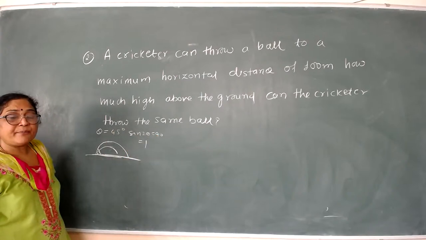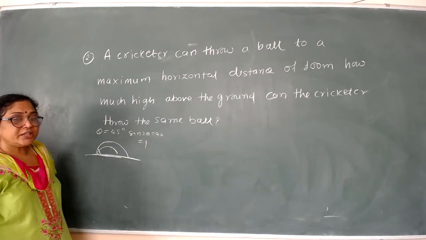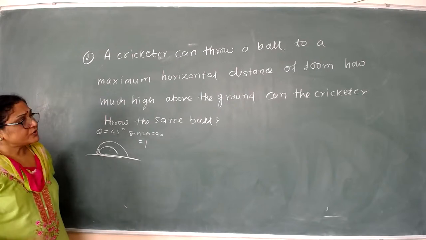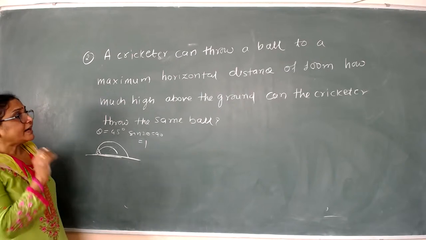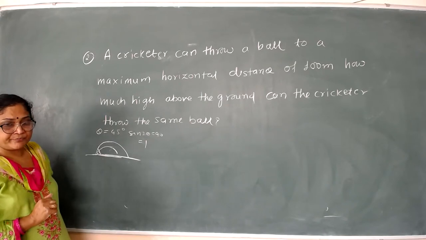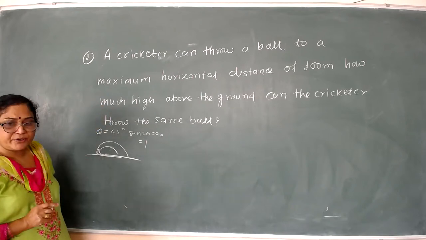So to cover a maximum range, the projectile is thrown with the angle 45. A hint is given that the projectile covers a maximum distance of 100 meter. What is the angle of projection here? The angle of projection is 45 degree.